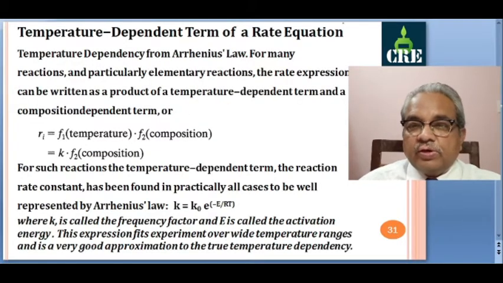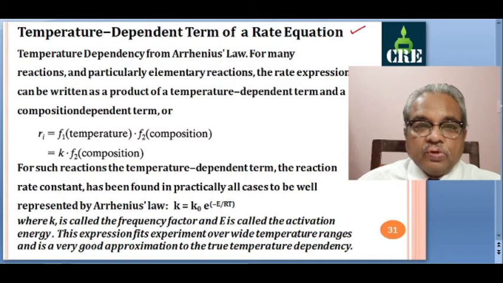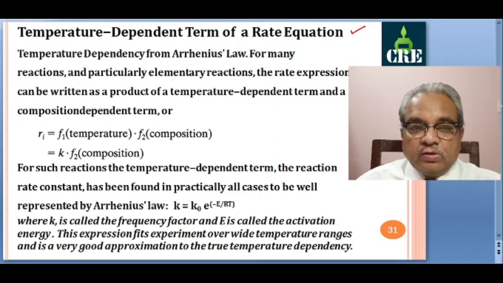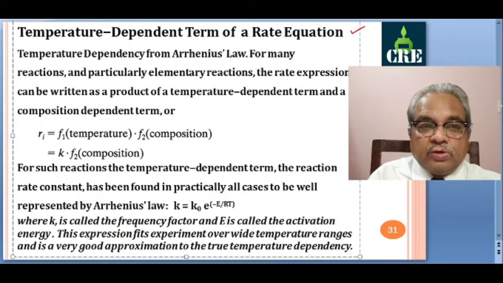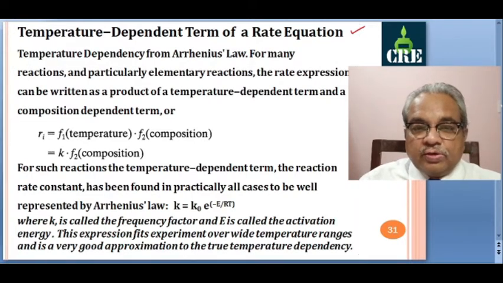Now we will see the temperature dependent term of rate equation. From Arrhenius law, for many reactions, and particularly for elementary reactions, the rate expressions can be written as a product of temperature dependent term and composition or concentration dependent term. So rate is a function of temperature and function of composition. This function of temperature term is included in K. K is rate constant, it is temperature sensitive term, into function of composition.